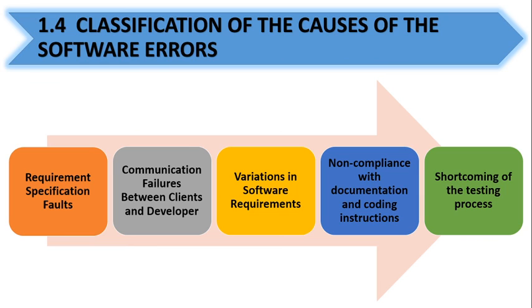The next one is non-compliance with the documentation and coding instructions. Every development unit has its own documentation and coding standard that defines the content, order, and format of the documents and the code created by the team members. To support this requirement, the unit develops or publicizes its templates and coding instructions.